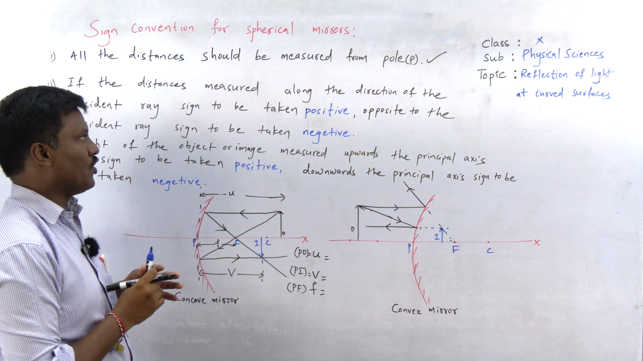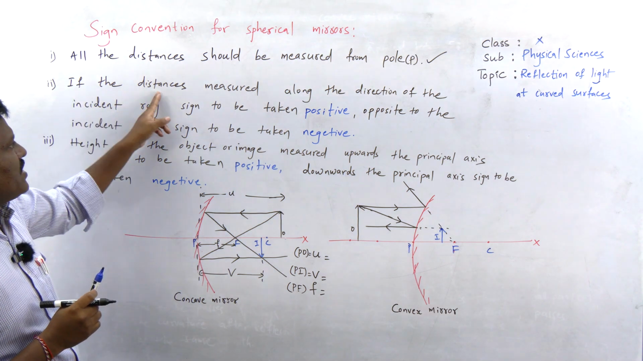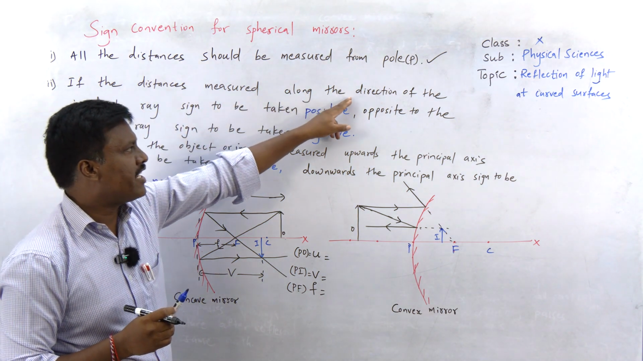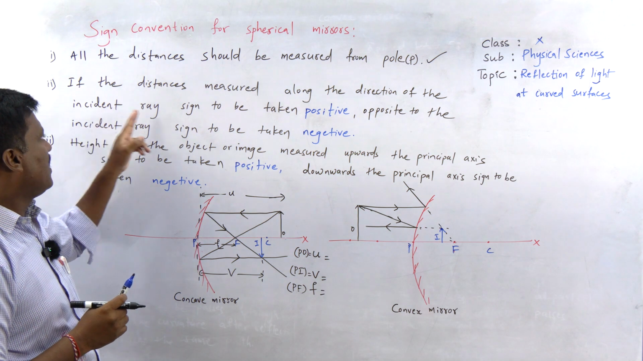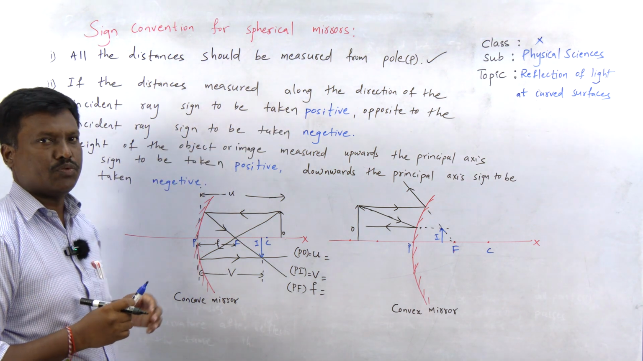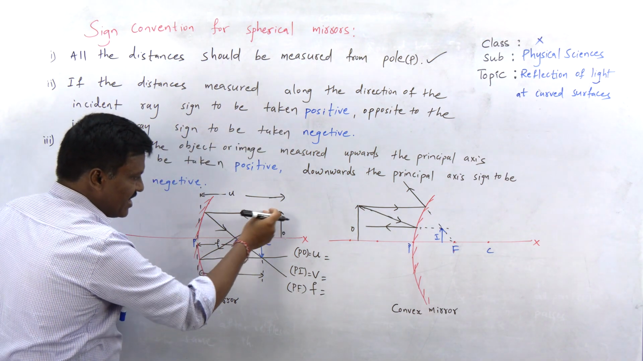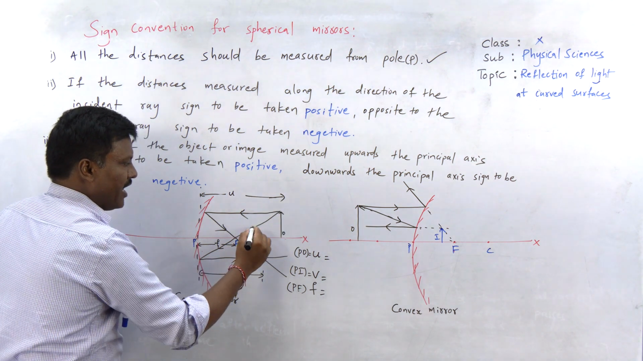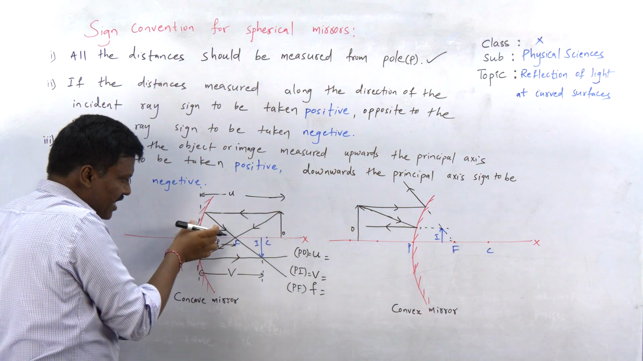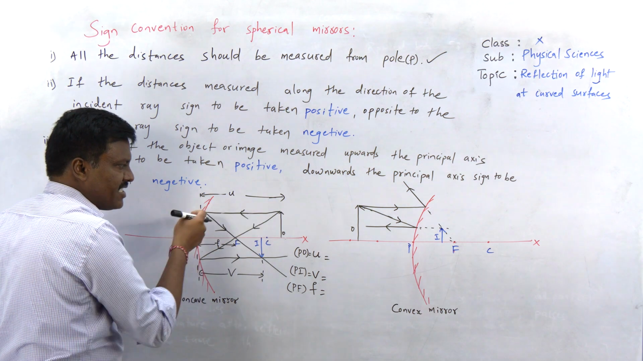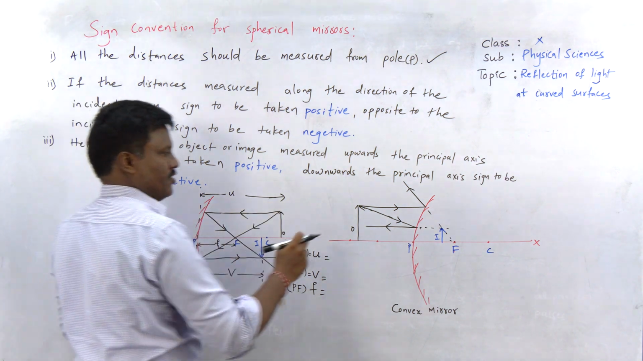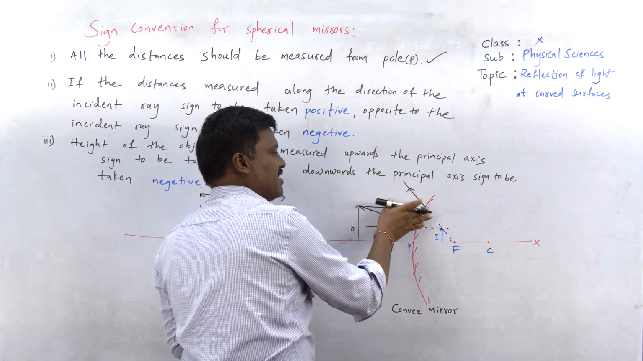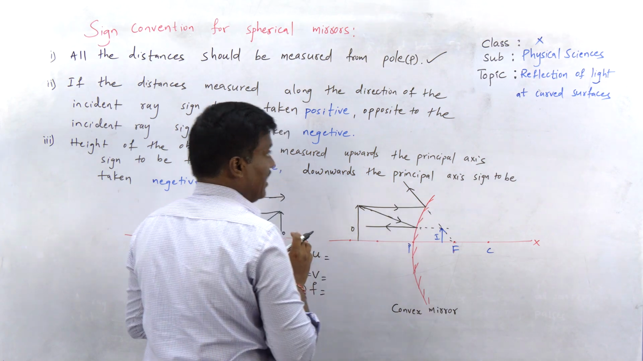Another rule, the second rule. If the distance is measured along the direction of the incident ray, sign to be taken positive. See, this is the incident ray direction. When the object is kept here, rays from the object are incident on this mirror this way. This is the incident ray direction. Here also, when I keep the object, rays are incident this way. This is the incident ray direction.